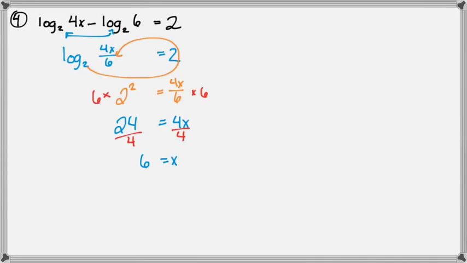So this was separated with a subtraction sign, and so that meant you had to divide. When we fished it, we had 2 squared, which is 4. Then we multiply both sides by 6, and then divide both sides by 4. And so when we check it out, x equals 6. 6 is not going to cause it to be negative.